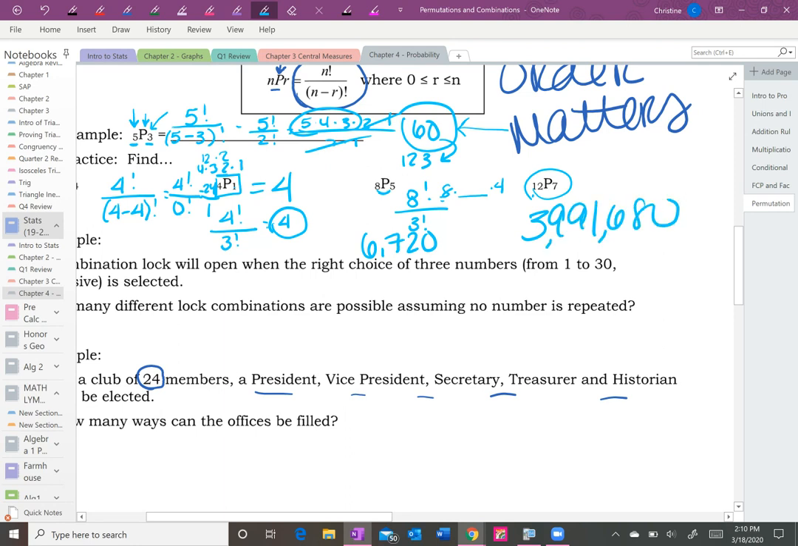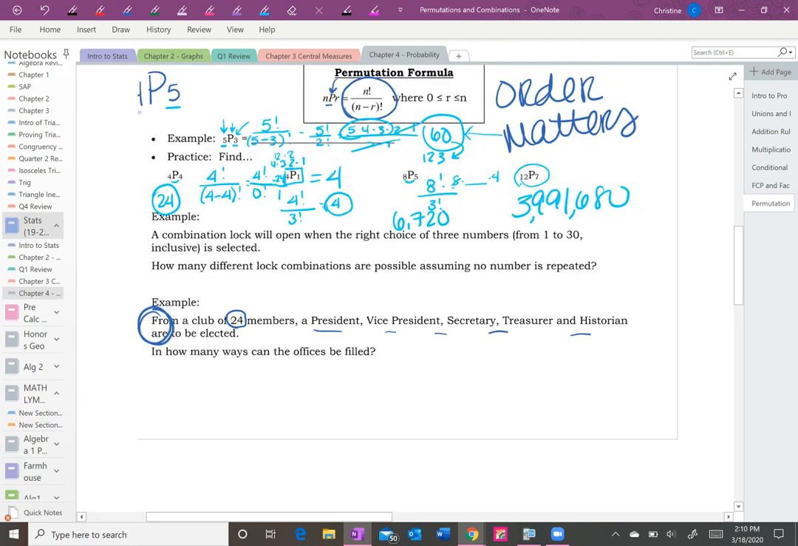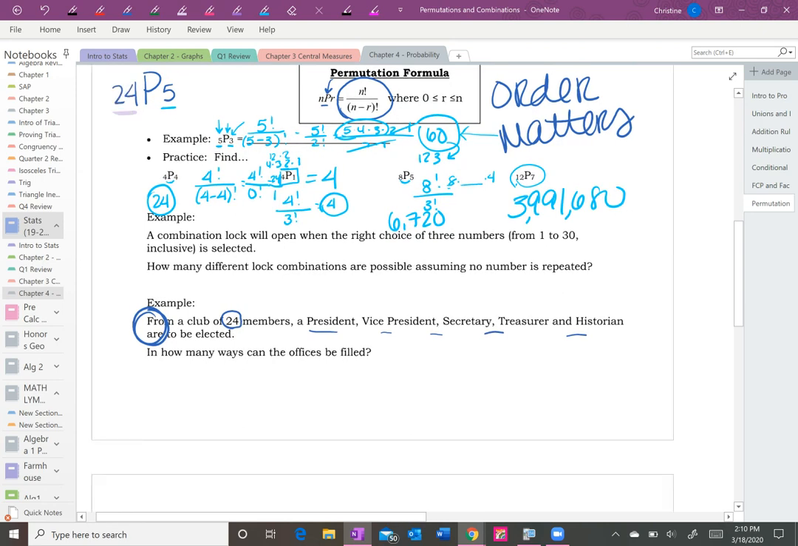3,991,680. So that is the formula for a permutation. Okay, when you're doing it in a word problem, usually it will tell you how many you have to pick from, and then you would just apply the formula.